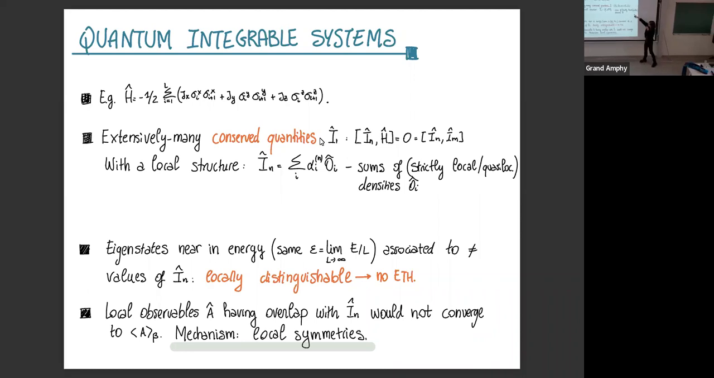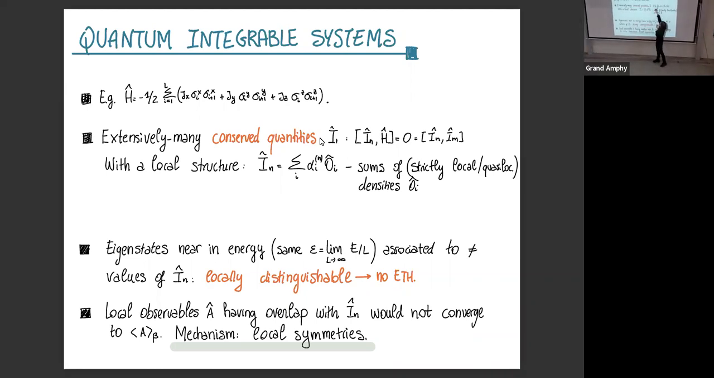And then if you have this, you can understand that somehow ETH does not hold, because what ETH is asking is that if you take two many-body eigenstates which have the same energy density and you try to probe them with local observables, you will not be able to distinguish them, because the expectation value of these local observables is the one given by your thermal measure once you fix the energy density. But of course here this is not the case, because if you fix your energy density, you will have many eigenstates in there which differ by the value of these conserved quantities.